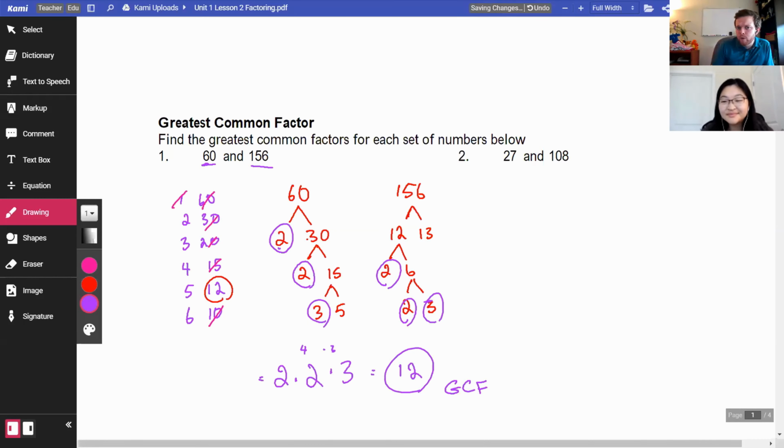The reason why this kind of works is if you imagine 60 as 2 times 2 times 3 times 5, if you take 2, 2, and 3, you're going to get 12 times 5. And over here, if you break this down into its prime factorization, you're going to get 2 times 2 times 3 times 13. That's going to be 12 times 13. So they have that 12 in common. And then these two prime numbers are not contributing anything that's common.